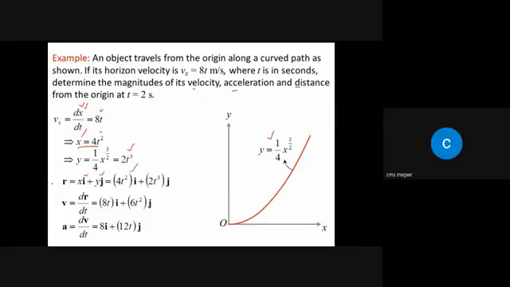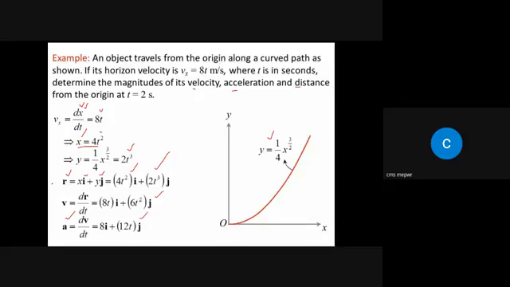So we get this position vector. Take its derivative with respect to time, and we get this velocity vector. Again take its derivative with respect to time, and we get this acceleration, right?